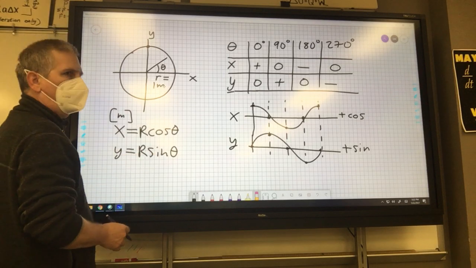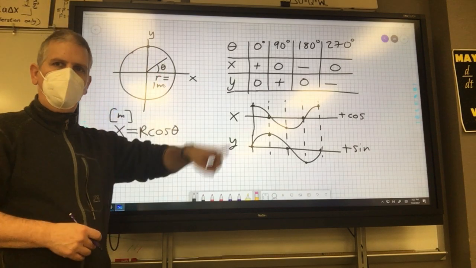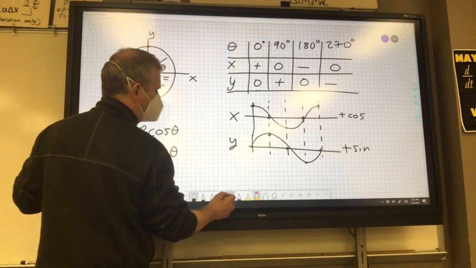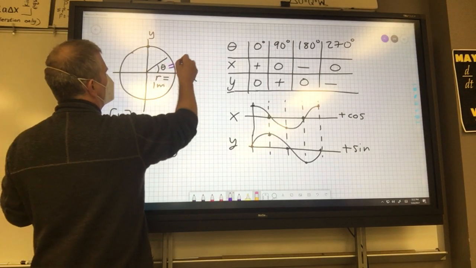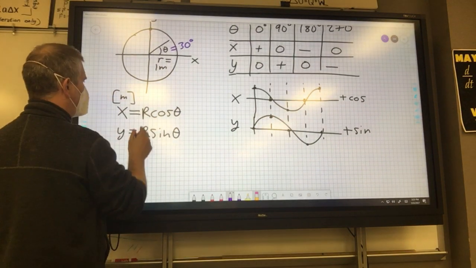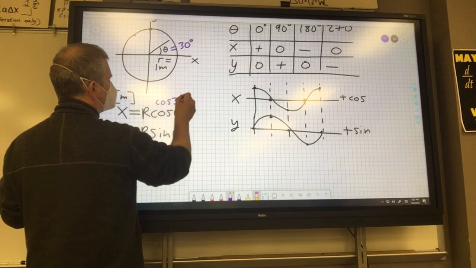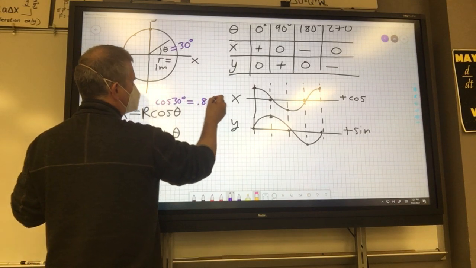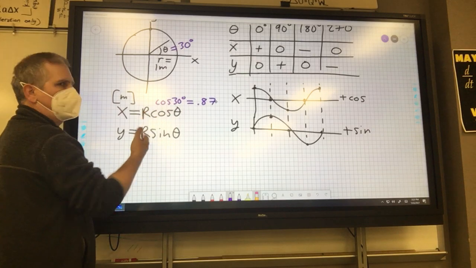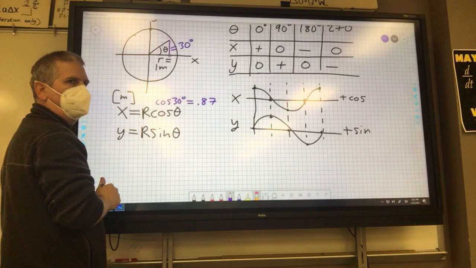Okay? Well, what about velocity? What about instead of just finding the positions? We've now found the position of all of that depending on the angle. Before I forget, let's just do a special mark. Let's call this 30 degrees and see what we get. If you put in the cosine of 30 degrees, you get 0.87. It's 0.866 something, right? So 87% of r is in the x direction.